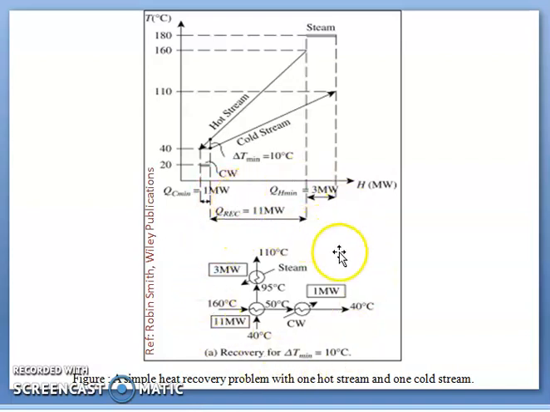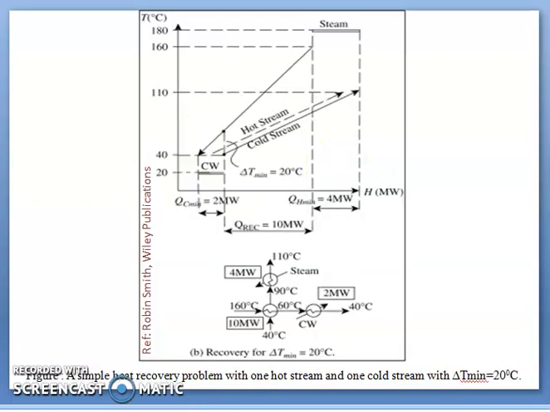So the figure below shows the flow sheet for the same problem of two streams. Here please note that delta T minimum we are considering is 10 degrees Celsius. Now if we change this delta T minimum to 20 degrees Celsius, look what happens.